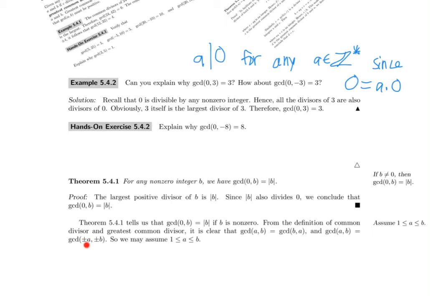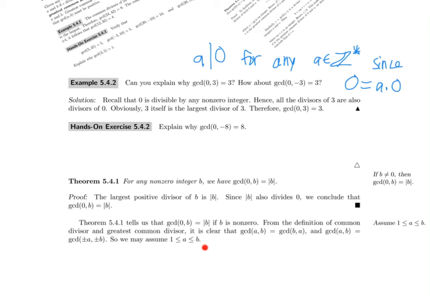The sign of a and the sign of b doesn't affect which is going to be the greatest positive divisor common to both. Because as we mentioned, even if you have a negative integer, its greatest positive divisor is going to be the absolute value of itself. And we know that GCD is also always positive.